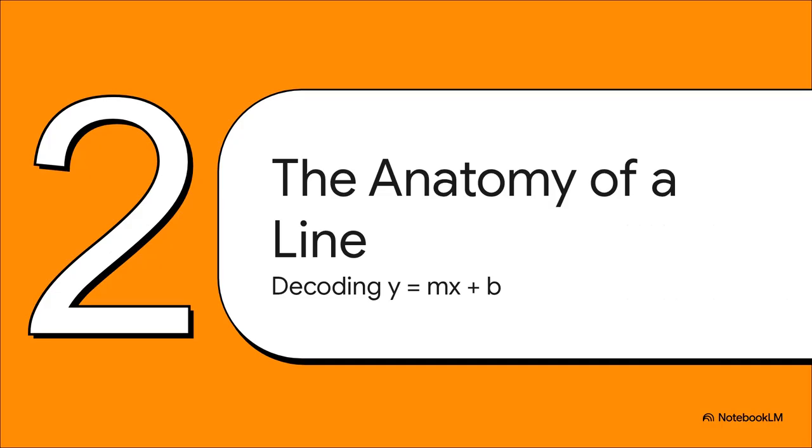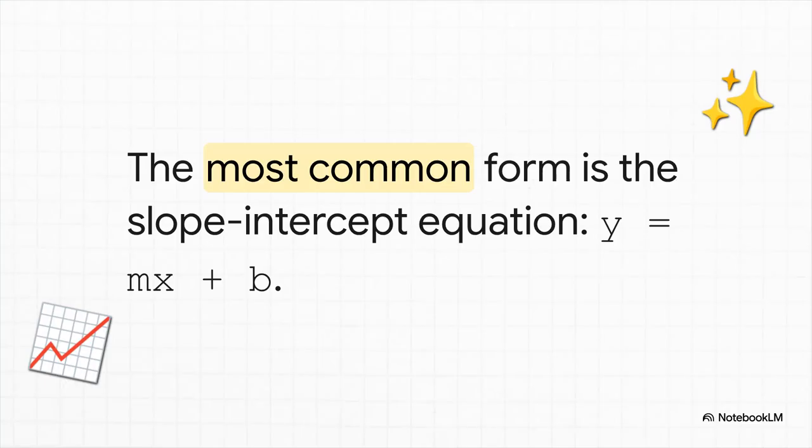Okay, so now that we know what a linear equation actually is, let's dissect the most famous one of them all, y equals mx plus b. Think of this as the master recipe for creating any straight line you can possibly imagine. This is what's called the slope-intercept form, and it is without a doubt the most common and useful way to write a linear equation. And why is that? Because all the information you need to draw the line is laid out right there in front of you.